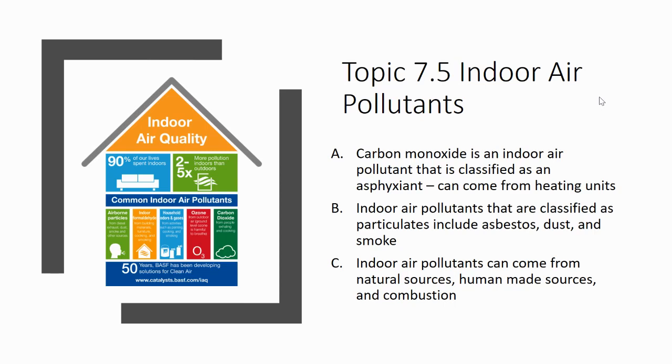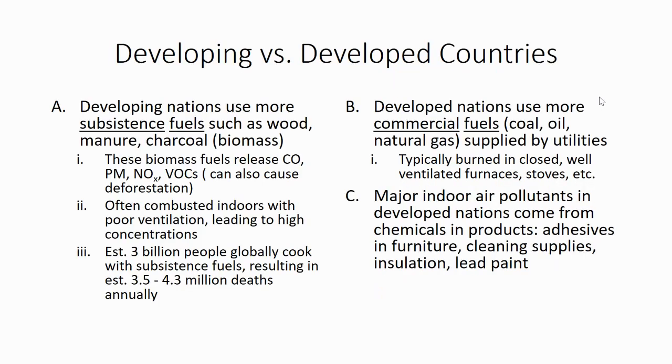One very common indoor air pollutant is carbon monoxide, or CO. It's classified as an asphyxiant and oftentimes comes from heating units. Some other indoor air pollutants are things such as asbestos, dust, and smoke, which are forms of particulates. We can also see that those indoor air pollutants, especially from our scavenger hunt today, can come from natural sources, human sources, and even combustion.